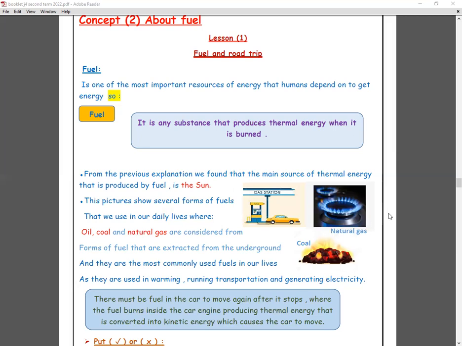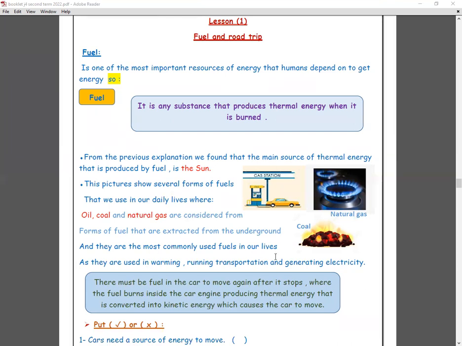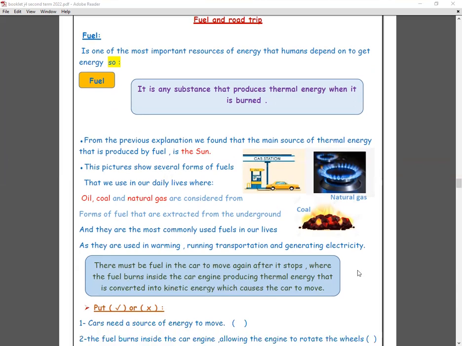In this picture, we can use coal in two ways. Number one, to make our food, to cook, and at the same time, we can use coal to feel warm. Okay, so these are the most common uses for fuels in our daily lives: warming, running transportation, which means to operate our transportation, and transportation here means cars, buses, minibuses, and so on, and generating electricity or producing electricity.